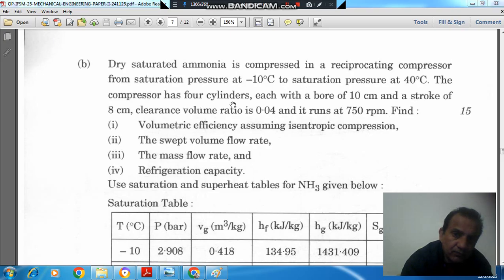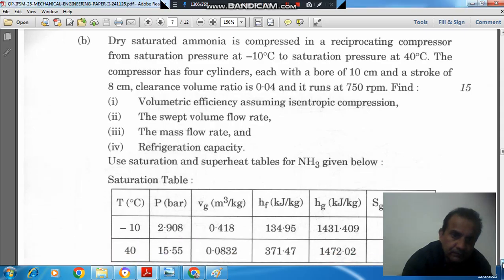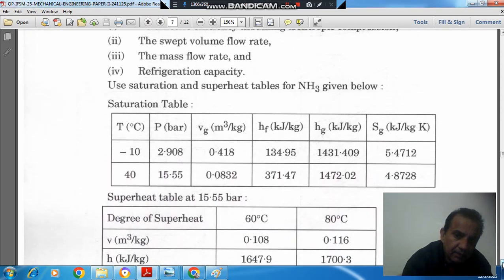The compressor has 4 cylinders each with a bore of 10 cm and a stroke of 8 cm. Clearance volume ratio is 0.04 and it runs at 750 rpm. Find 1, volumetric efficiency assuming isentropic compression, 2, the swept volume flow rate, 3, the mass flow rate, and 4, refrigeration capacity. So use saturation and superheat tables for NH3 given below. So these tables are given. This is the saturation table and this is the superheat table.